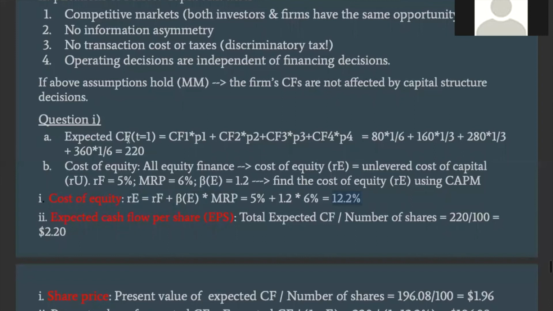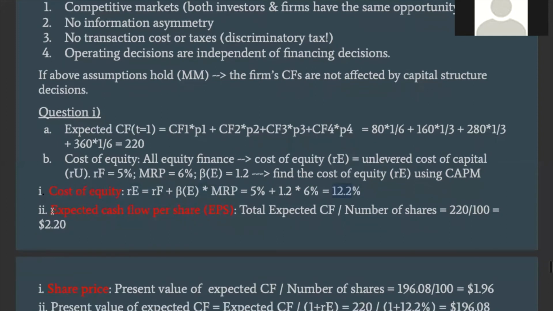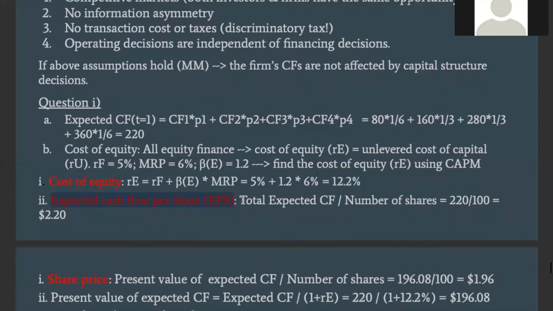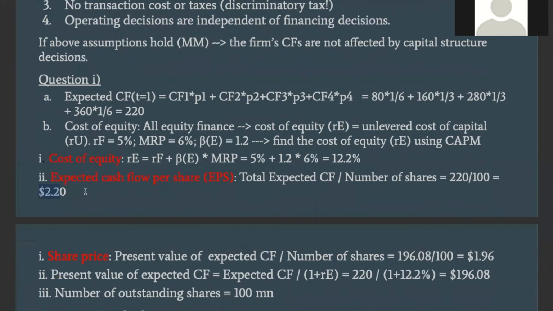So now we have the expected cash flow in year t plus 1. We have the cost of equity, and then it's easier now to calculate the expected cash flow per year, which in this case is the expected cash flow in year 1, right? So the investors in this project would expect a total cash flow in year 1 equal to 220. And we know that the number of shares that the company has is 100. So the expected cash flow per share in this case would be 220 divided by 100, and that gives you $2.2 per share.